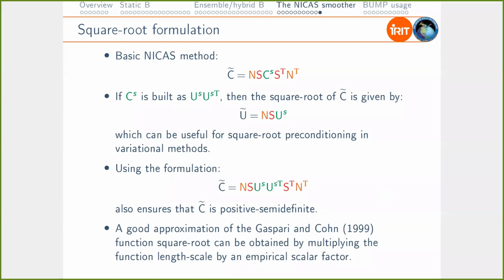For the Nicas method, we want to have a square root, because it can be useful to randomize this matrix. The square root is very simple. If we have the square root of the correlation operator on the subgrid CS, then it's very easy to get U tilde here, the square root. And we can also use the square root formulation to make sure that the matrix is positive semi-definite. And so it's easy to get the square root of the Gaspari-Cohn function with just a multiplication with an empirical scaling factor.